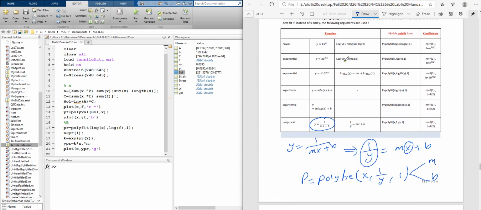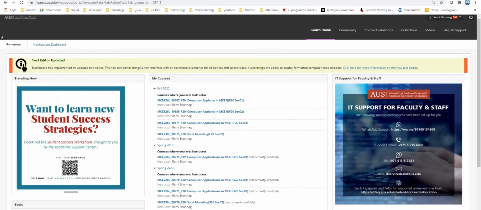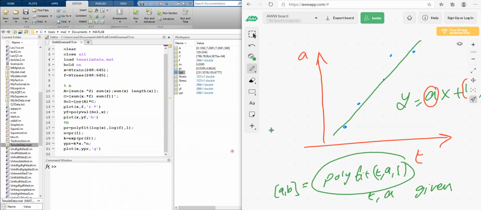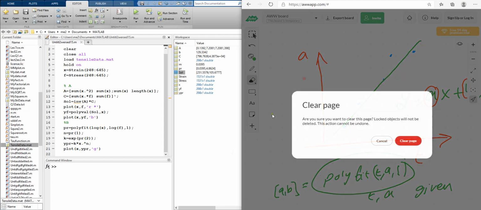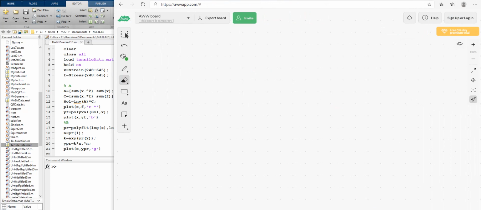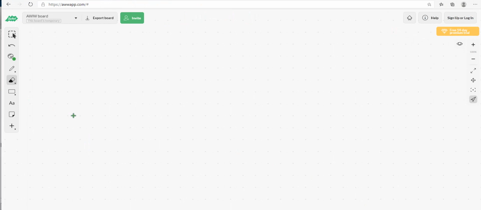Now, the last thing I want to add, guys, where is the whiteboard here? I think this one. Last thing I want to add, guys, say that we have data. I don't know what this data is. I will say that I have data of x and data of y given.